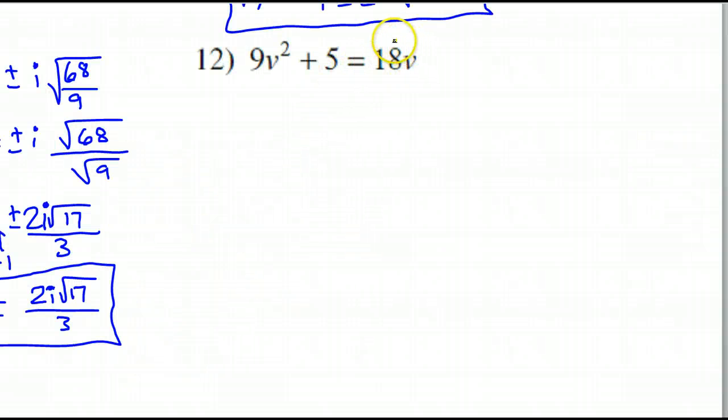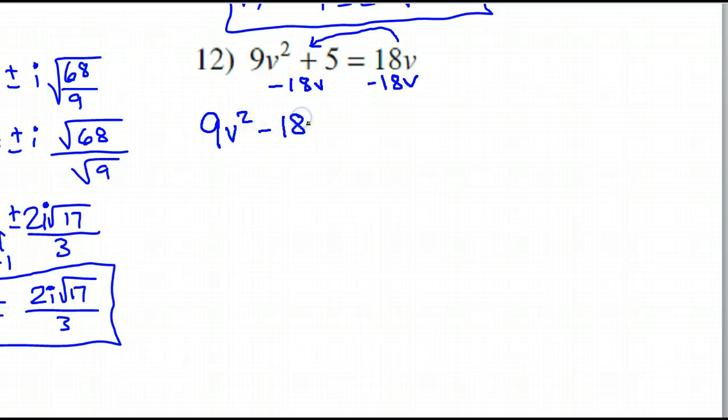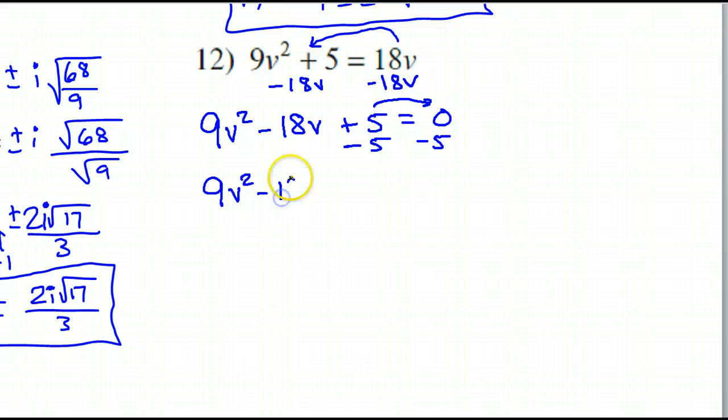Alrighty then. This 18v is going to have to be over there, so let us subtract 18v from both sides. Okay, so that is going to give us 9v squared minus 18v. Alright, and right now I've got plus 5 is equal to 0. Let's move this 5 out of the way by subtracting 5 from both sides. So that'll give me 9v squared minus 18v is equal to negative 5.